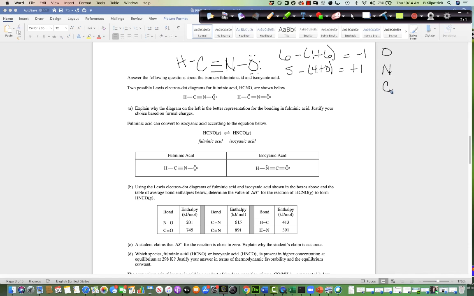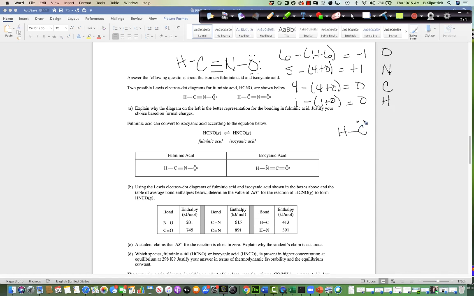Then carbon, okay, so we have 4 valence electrons, and we have 4 bonds, no lone electrons, so 0. And then hydrogen has 1 valence electron, there's 1 bond, 0 lone electrons, so that one should also be 0. Okay, so these are the formal charges for this particular molecule. Let's look at the other option.